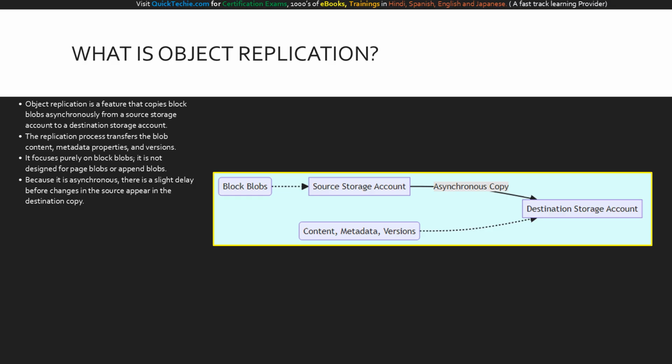Looking at this diagram, you can easily perceive the core flow of object replication. On the left, we have our source storage account, which holds our block blobs. When a new blob is added or modified, an asynchronous copy process is triggered, pointing toward the right to the destination storage account. Notice the bottom nodes. The system ensures that the exact content, associated metadata, and blob versions are identically recreated in the destination. This hands-off flow is entirely managed by the Azure Storage Platform.